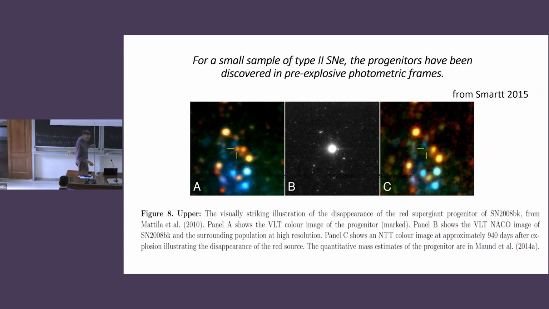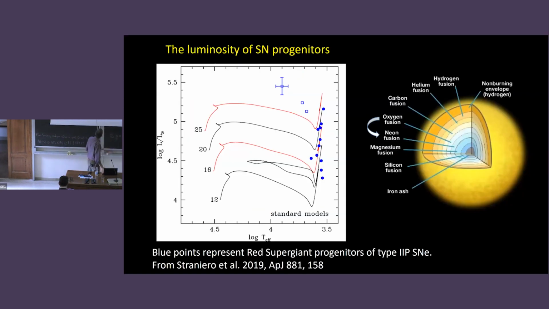And this has been done for a few, let's say, less than 20 supernovae. It was possible to measure the luminosity and the effective temperature of the progenitors. And here you see some of them, the most reliable ones. And these are type II-P supernovae. II-P are the most common kind of core collapse supernovae, more than 70 or 80% of the core collapse supernovae are II-P supernovae. And they are hydrogen rich. When they explode, they have a hydrogen-rich envelope.